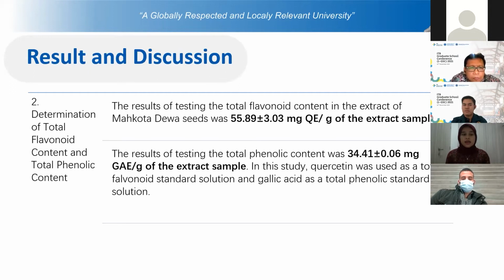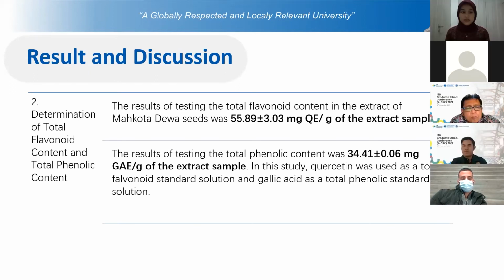Determination of total flavonoid content and total phenolic content. The result of testing the total flavonoid content in the extract of Mahkota Dewa seed was 55.89 milligrams quercetin equivalent per gram of the extract sample, and the result of testing total phenolic content was 35 milligrams gallic acid equivalent per gram of the extract sample.